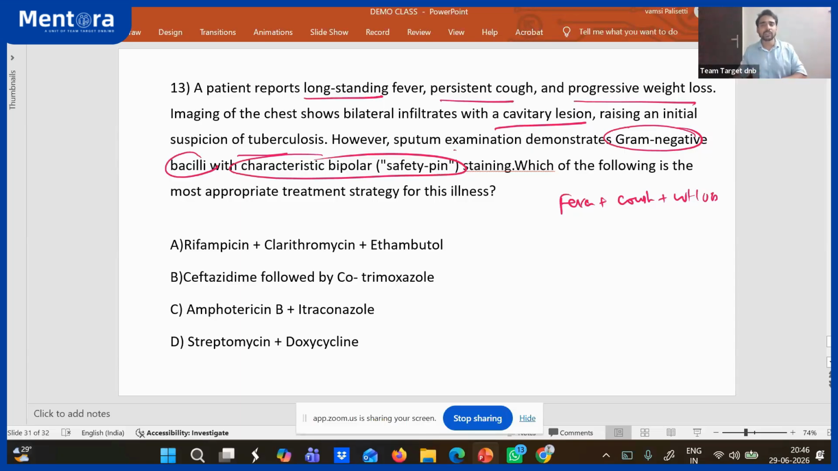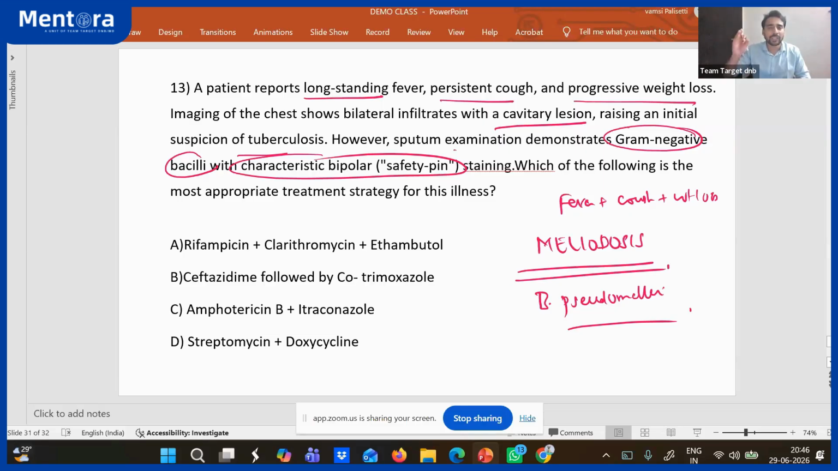So, what is the disease here? Anyone knows here? Yes, right. The disease here is melioidosis. Very important. Melioidosis. The disease we are discussing is your melioidosis. Right. So, melioidosis organism is your Burkholderia pseudomallei.